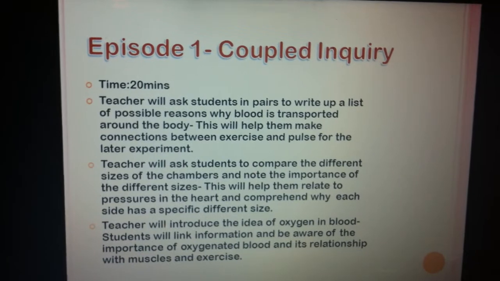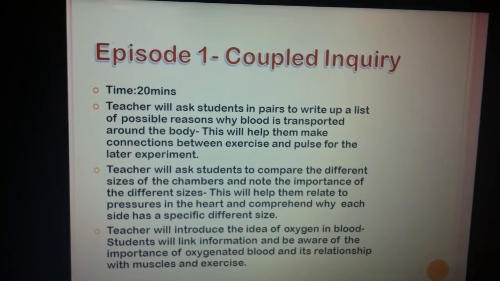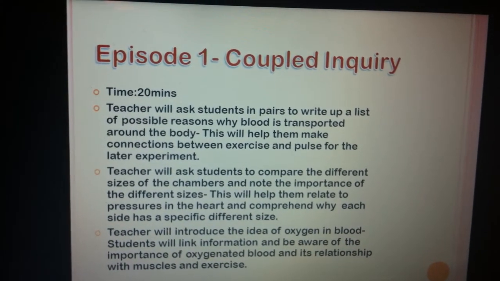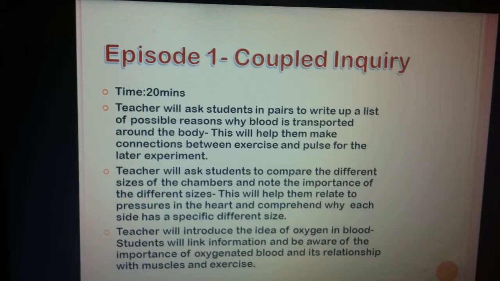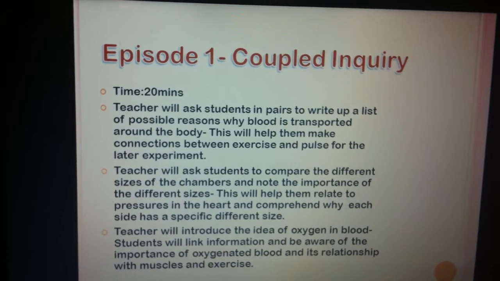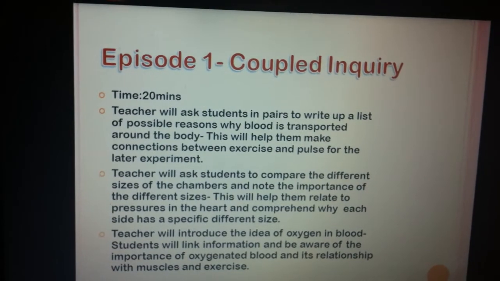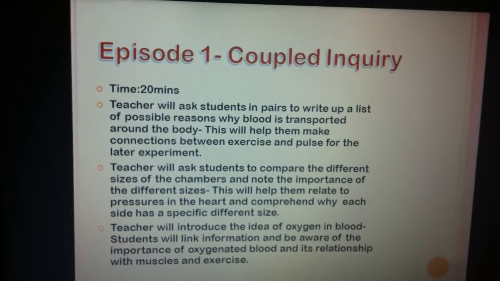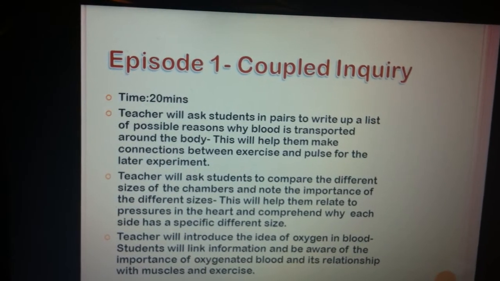Episode 1 would be in the first 20 minutes of your class. This is an example of coupled inquiry. So basically it'd start the class off with open inquiry. This would be when the teacher would ask the students to be in pairs and list reasons themselves. So they wouldn't be helping them a lot.